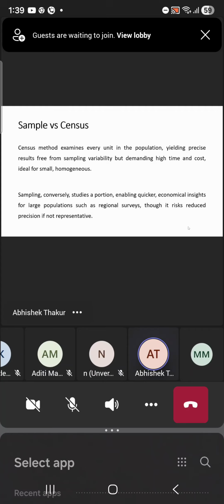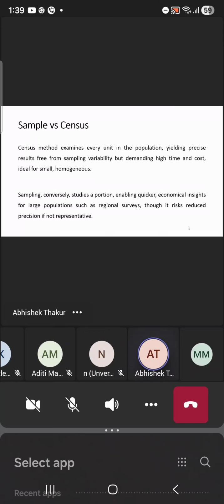Sampling is a study of a portion of a population, and it is definitely quicker and economically viable, and we can conduct the survey or data collection from a large group of population, such as a regional survey through sampling. Though it reduces precision and may be not representative, because we are collecting the sample from different persons in different manner.